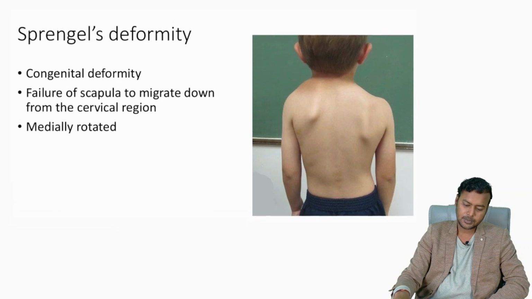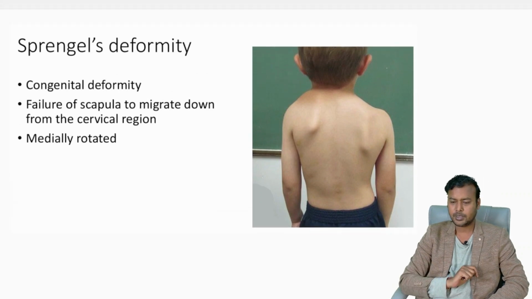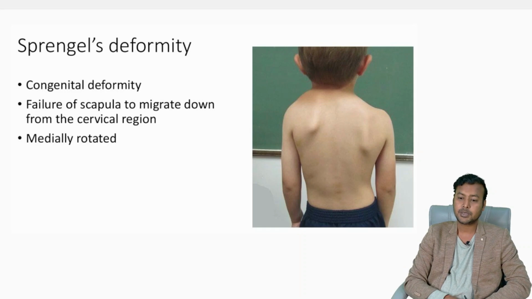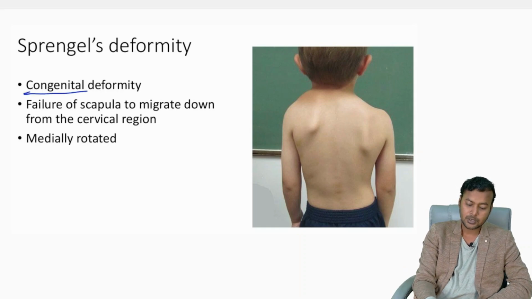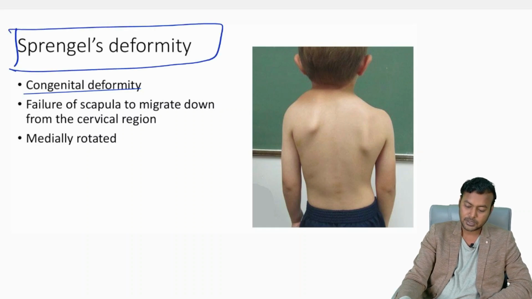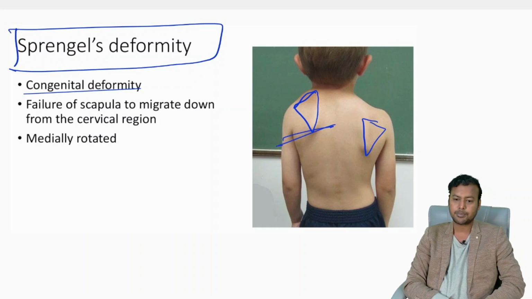And finally, moving to a deformity which is present from the birth. Such deformities which are present from birth are known as the congenital deformities. So this is known as the Sprengel's deformity, in which the scapula, as you can see, is at a much higher level than the normal. So this is due to the failure of the scapula to migrate down from the cervical region.